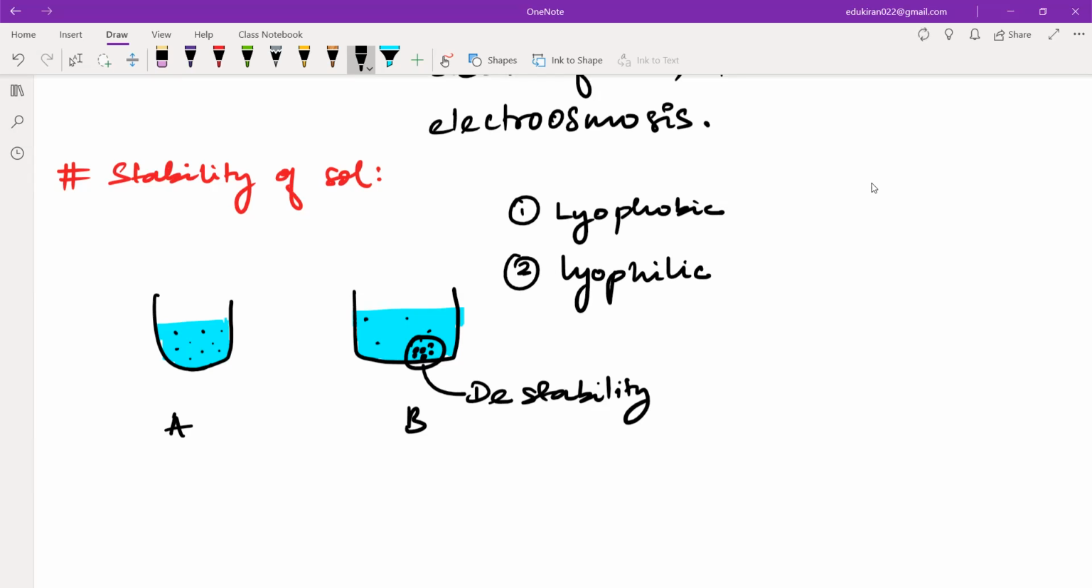Okay, the second is lyophilic. Now both of these sols will have some charges. Both of them, lyophobic and lyophilic, have the colloidal particle with the same charge.